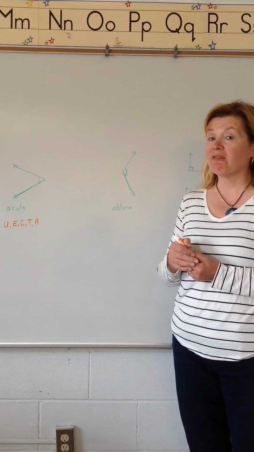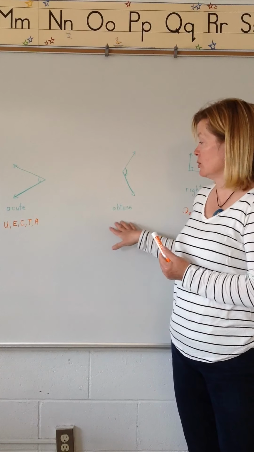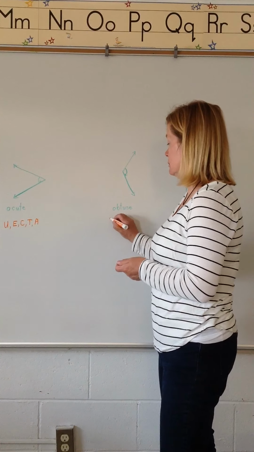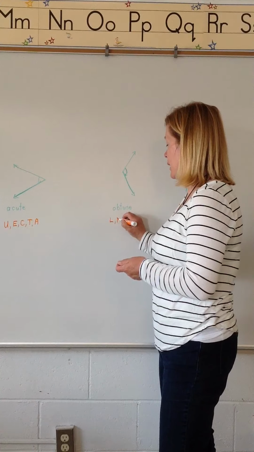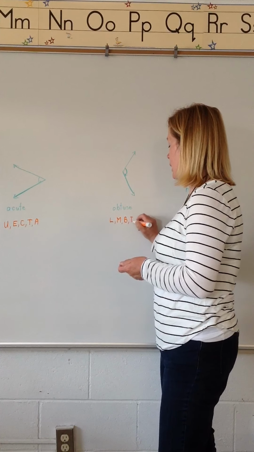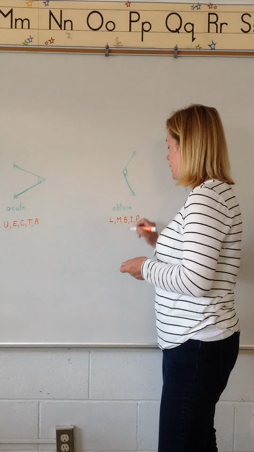That means that there are 5 in the obtuse column. You should have L, M, B, I, and P.